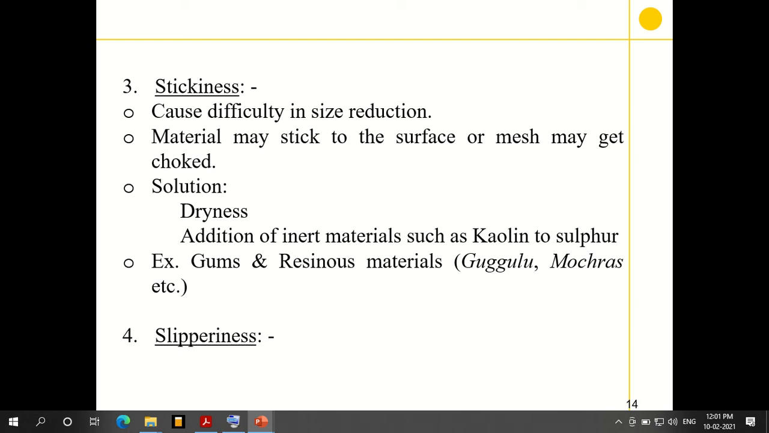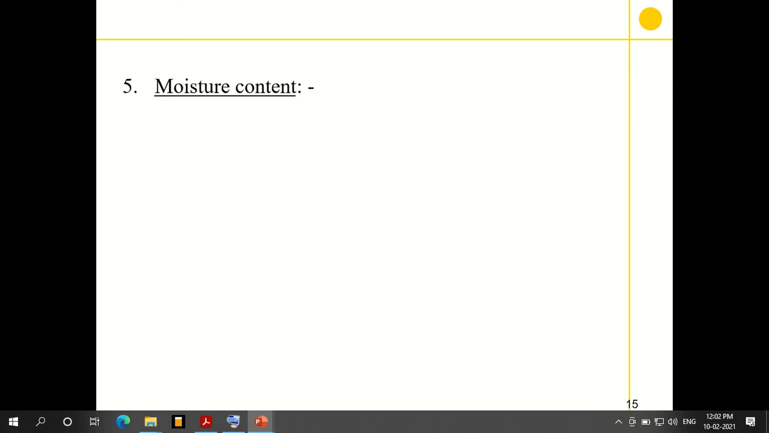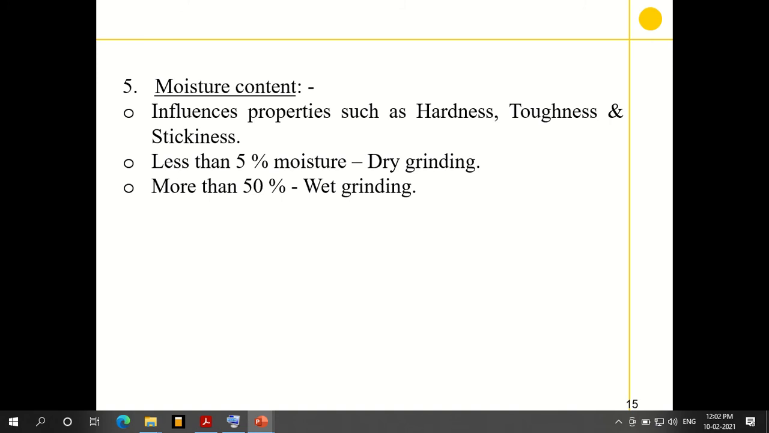Slipperiness is also a big issue for size reduction. If there is slipperiness, proper energy will not impact, or the material may get attrited to a particular particle. If it slips, no energy is applied, and since energy is directly proportional to size reduction, it will not take place. This can be avoided by lubricating it properly. Then moisture content also matters. Based on moisture content, hardness, toughness and stickiness will exist. If it is less than 5%, dry grinding is always better, and if more than 50%, then we go for wet grinding.